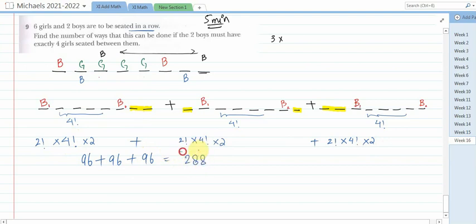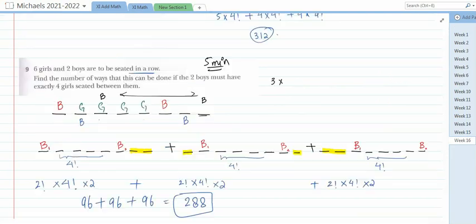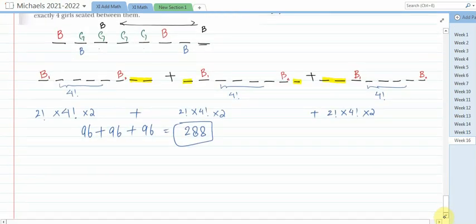288. Alright, so this explanation is a very summarized explanation, and I have broken this explanation into 3 components so you can understand it clearly. Alright, moving towards the next question, it's question number 6.